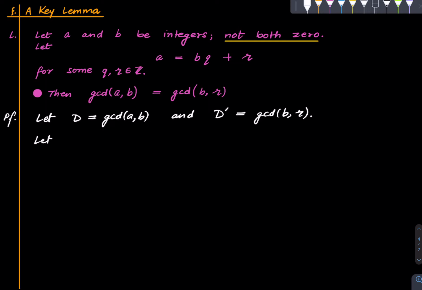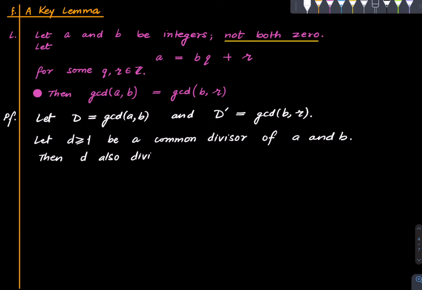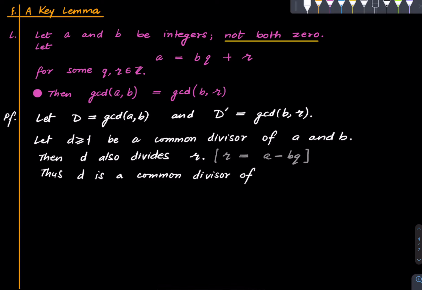All right. So let D be a common divisor of a and b. Then D also divides R. And the reason is very simple. R is equal to a minus bq. And if D divides both a and b, then it also divides this difference, and hence it also divides R. And therefore, D is a common divisor of b and R.